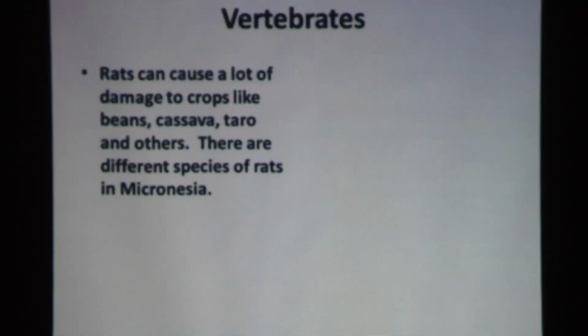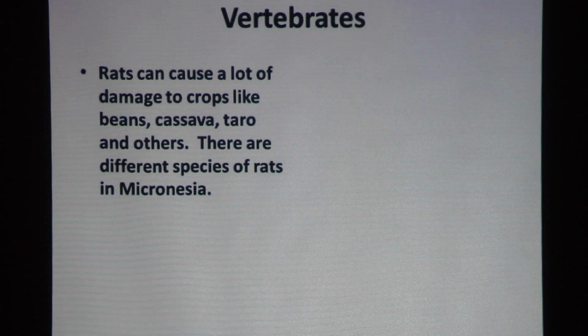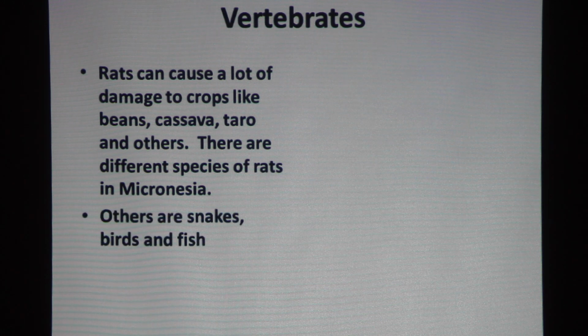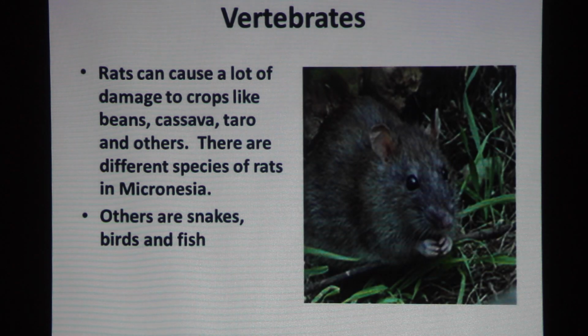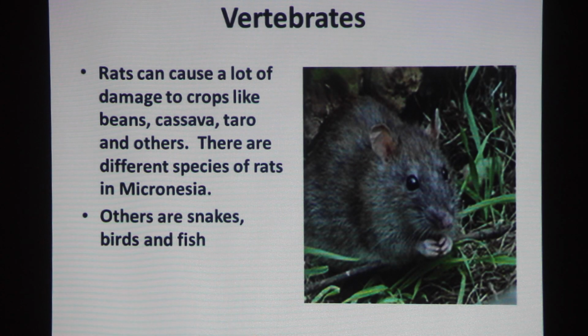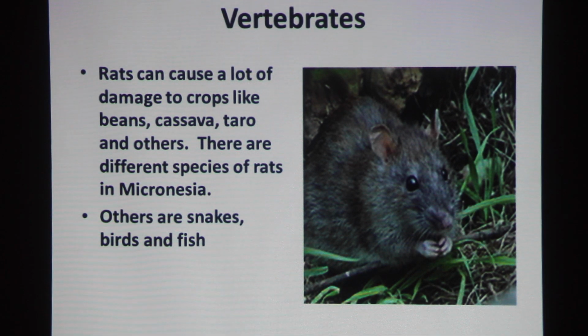Vertebrates, rats, can cause a lot of damage to crops like bananas, cassava, taro and others. There are different species of rats in Micronesia. Other vertebrates are snakes, birds and fish. In Ponape we have three different kinds of rat species, but there are still many more which we don't have.